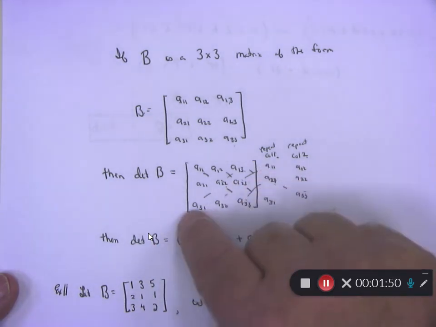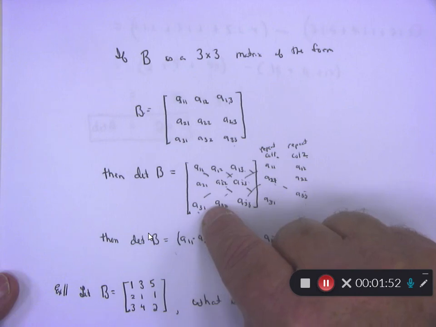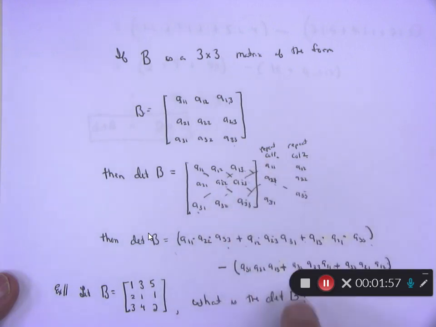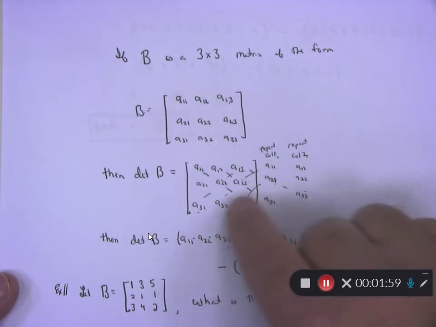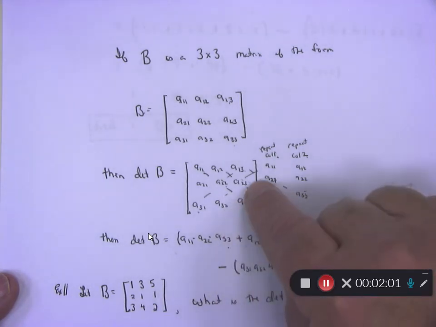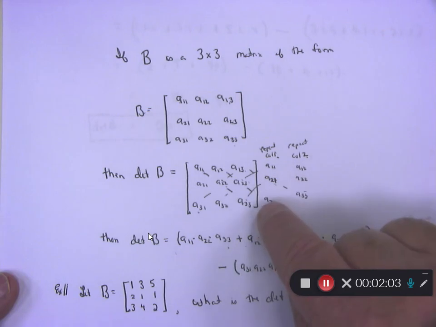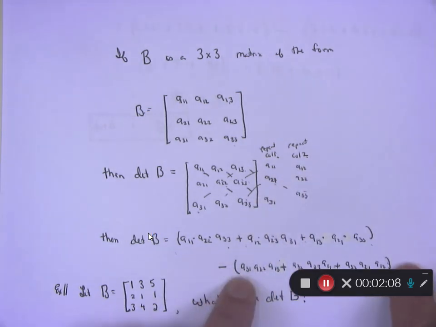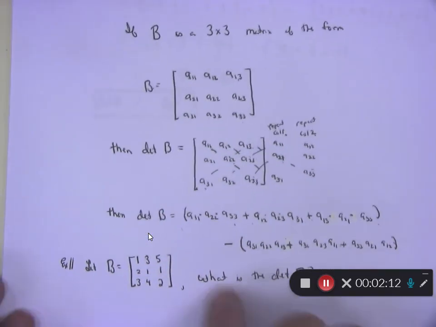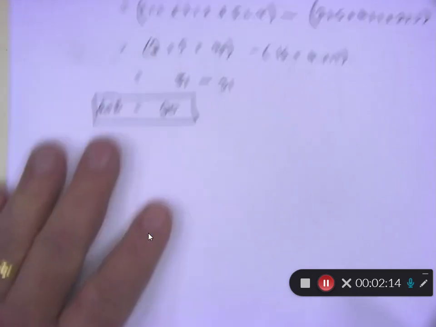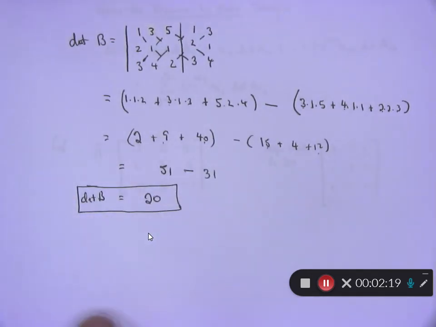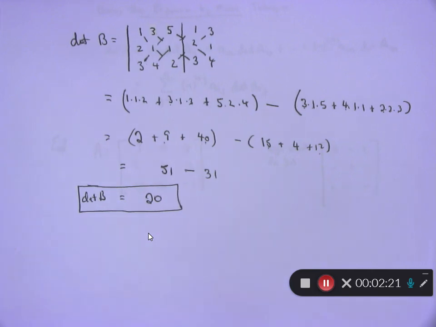You work from the bottom and do the diagonals: A31 times A22 times A13 plus, inside the parentheses, but you're subtracting it, A32 times A23 times A11 plus A33 times A21 times A12, and then you're subtracting all that, and that will give you the determinant. We did a problem last time using this particular method, just to give you the gist of that.